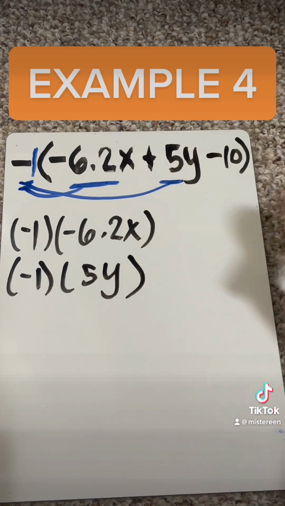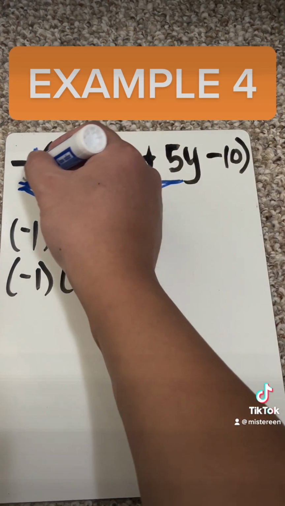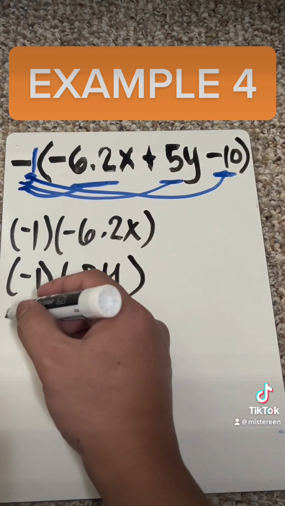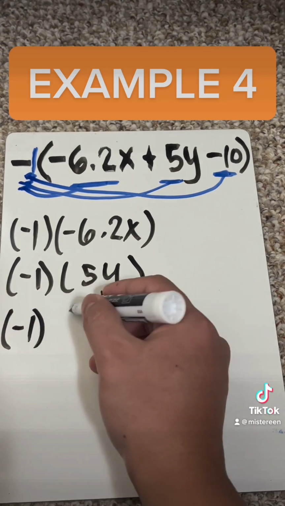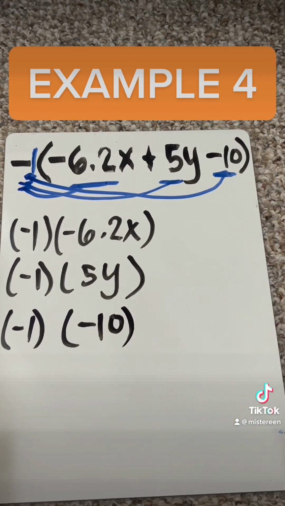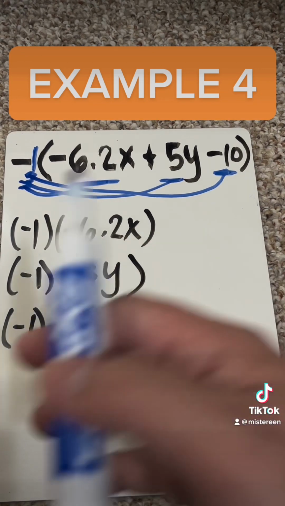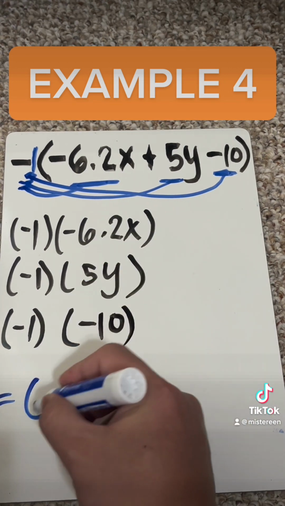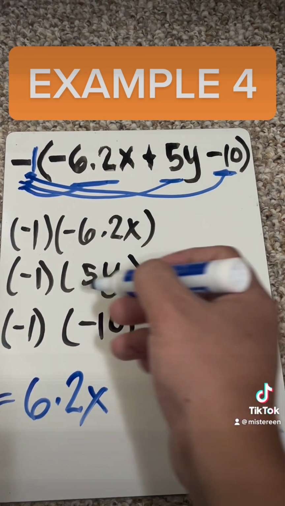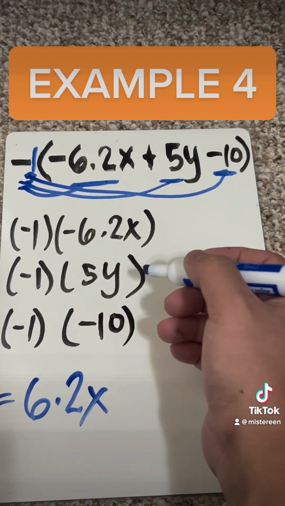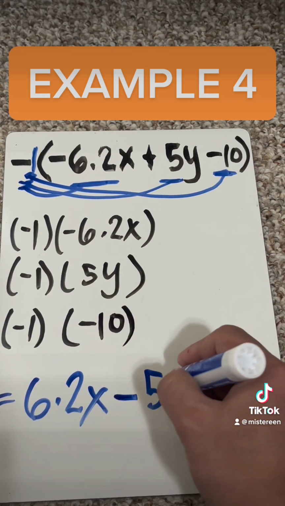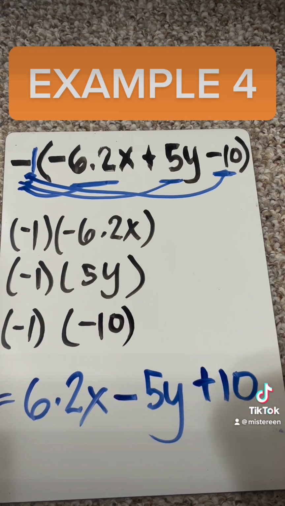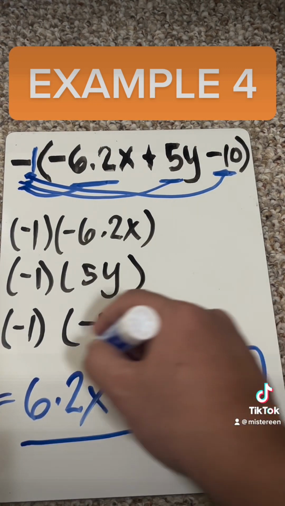And then your last pair will be, because you still have a number here, another negative 1 times a negative 10. See that negative in front of the 10? That must be part of the number. So negative 1, and then the last number here is negative 10. And then now you simplify and write the answer in one line. So negative 1 times negative 6.2x, that's actually a positive 6.2x. Next is negative 1 times positive 5. If you multiply, that's actually a minus 5y. And then negative 1 times negative 10, that's a positive 10. So this is now the result after distribution.